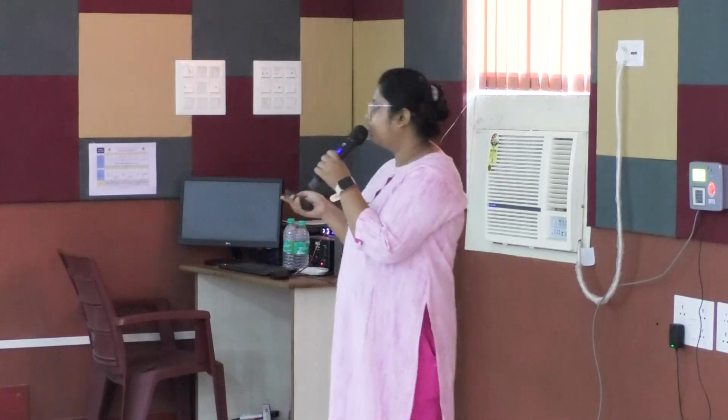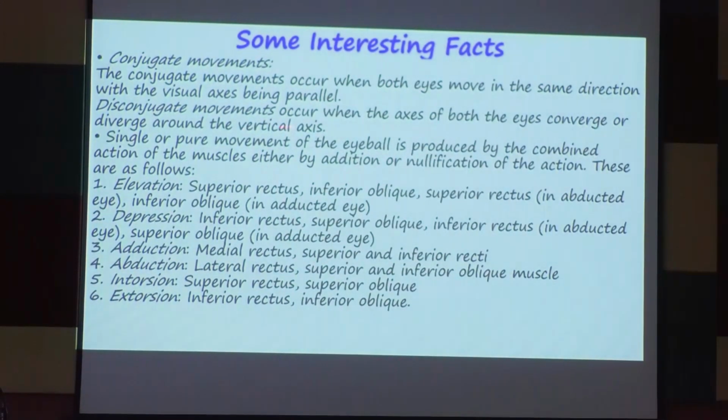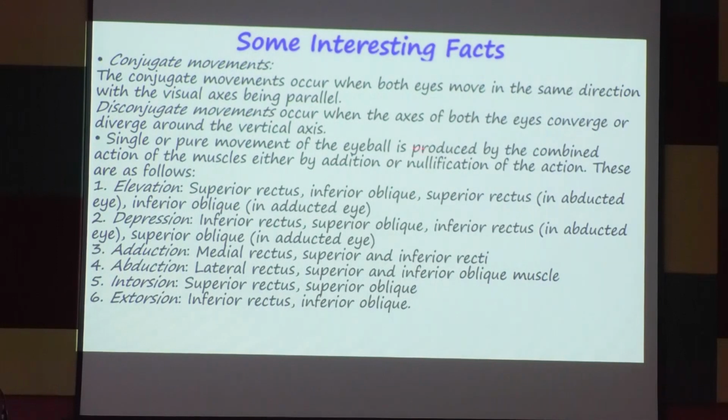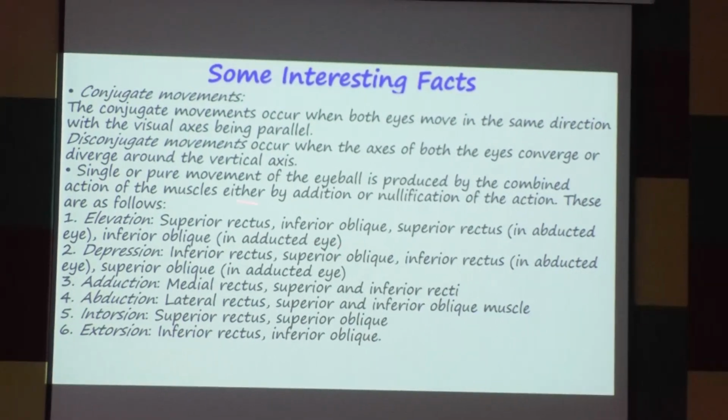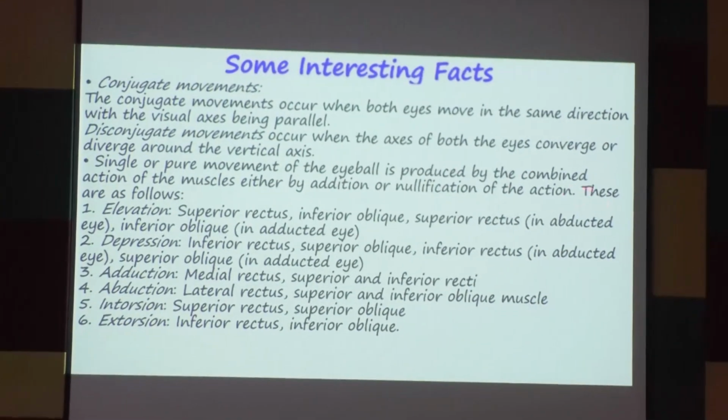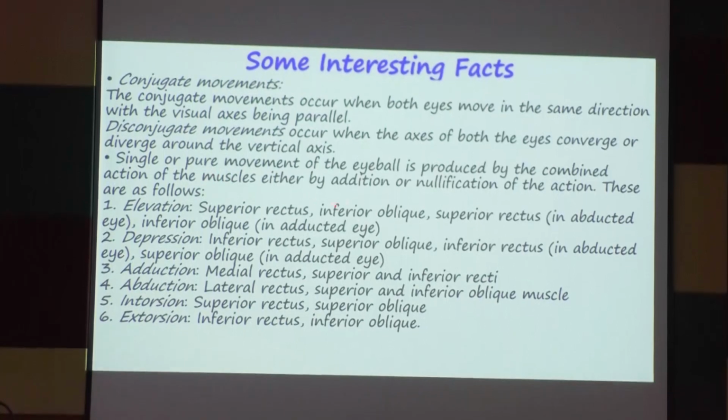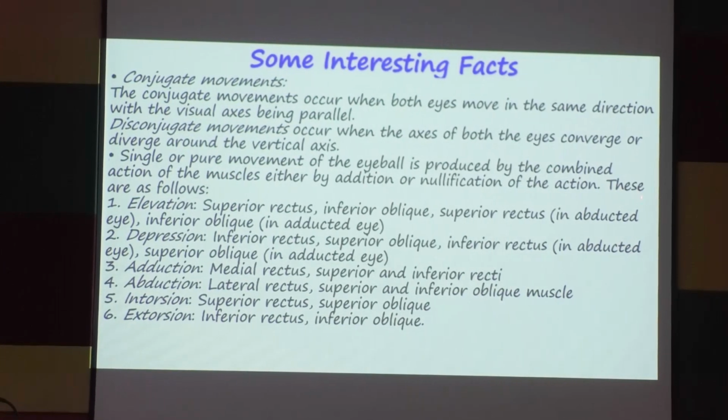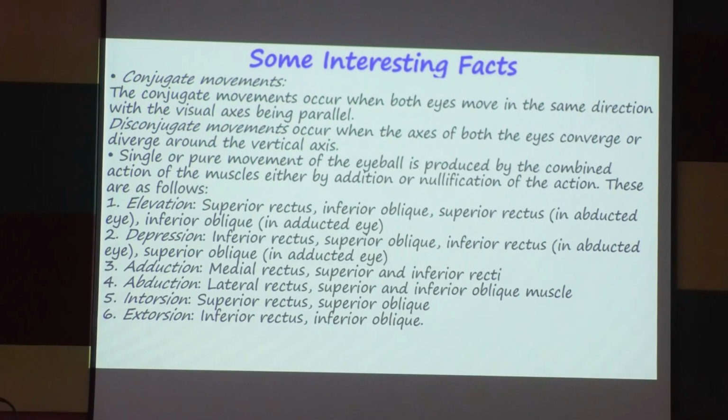This is very, very important. These actions are very important. Now on the different movements: conjugate movements occur when both eyes move in the same direction with the visual axes being parallel. These conjugate movements occur when the axes of both eyes converge and diverge around the vertical axis. And single or pure movement of the eyeball is produced by the combined action of different muscles, either by addition or nullification of the action. And these are elevation, depression, adduction, abduction, intorsion, extorsion.